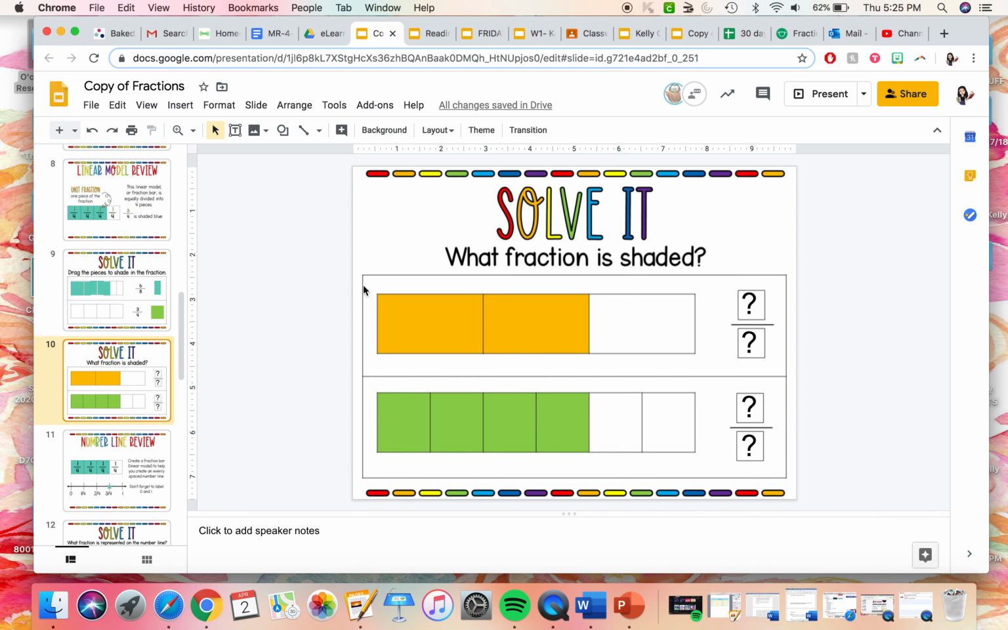This next part is the same process, except you have to tell me the numerator and the denominator based on what they have already shaded for you. So I have 1, 2, 3 pieces in my whole. I have 1, 2 pieces shaded. What do you think the fraction is that goes here?